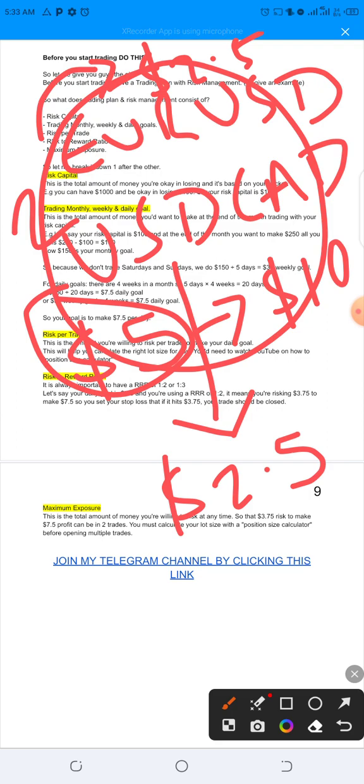Very, very simple. So my boot campers, please take note of this and also check this free gift to read it yourself and to understand this.